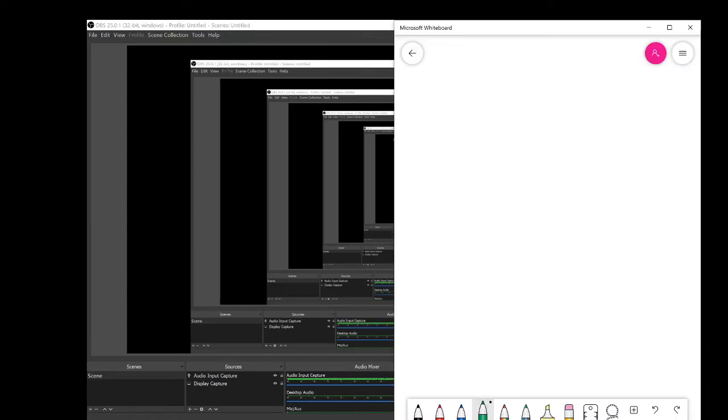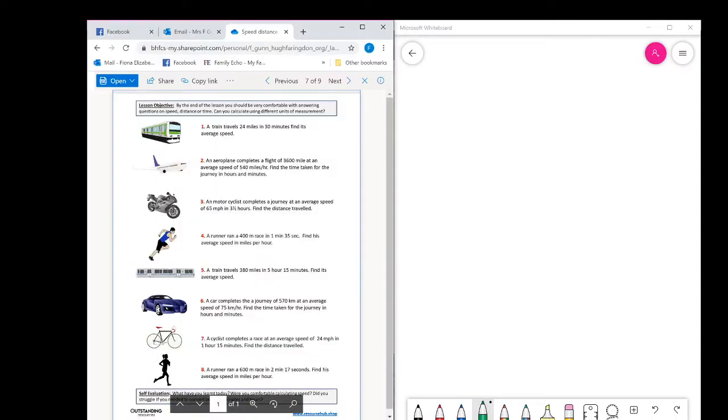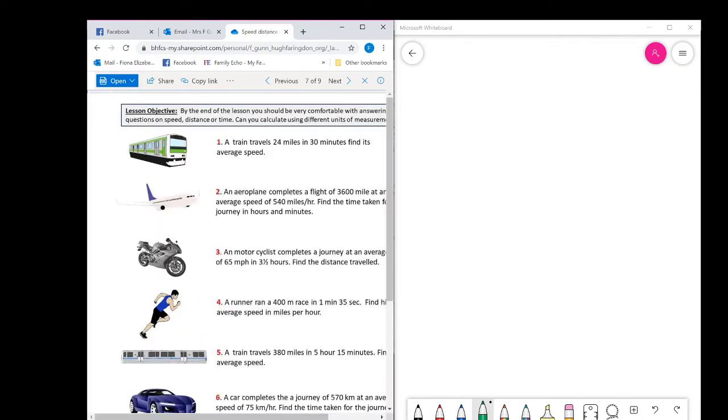Hello, so answers for yesterday's questions. So a train travels, let's see if I can zoom in a bit, there you go.